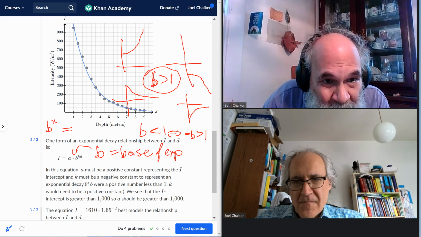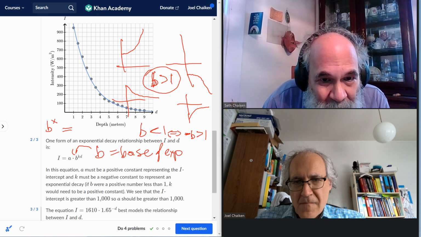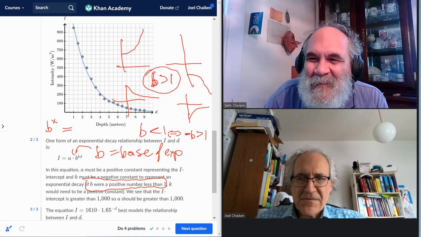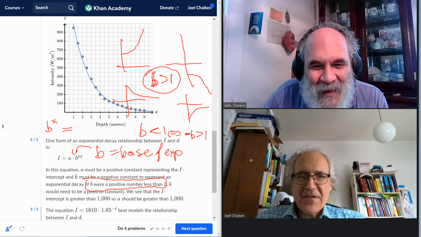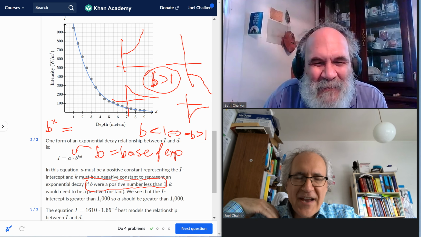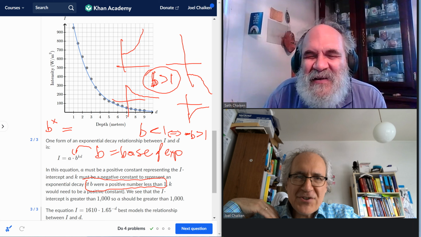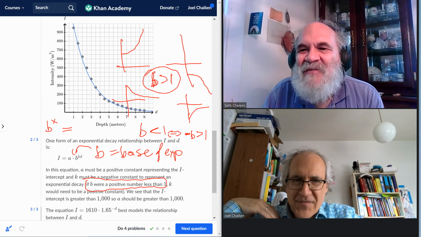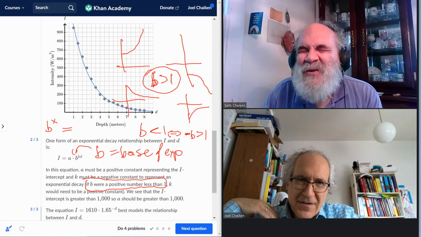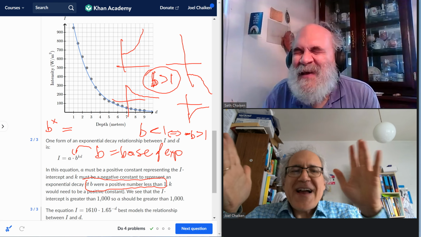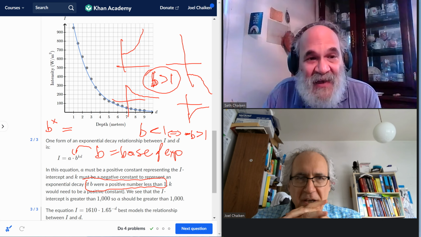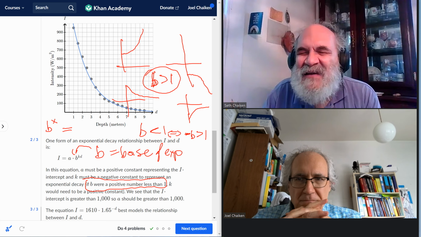If B is a number, if B were a positive number less than 1, it'll be a fraction. If B is a proper fraction less than 1, a regular positive fraction, normal fraction, like 3/10 or something. An improper fraction is greater than 1. If B were 3/10, it would be a fraction less than 1. And B to the positive X would give you negative growth.